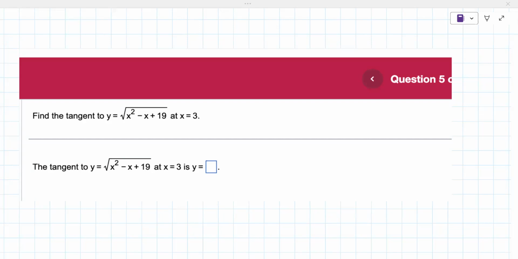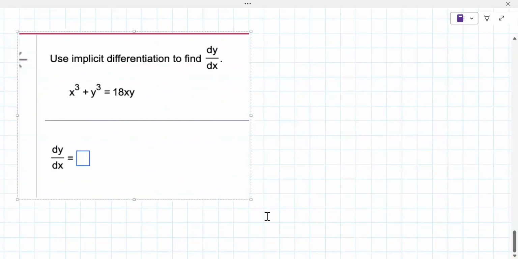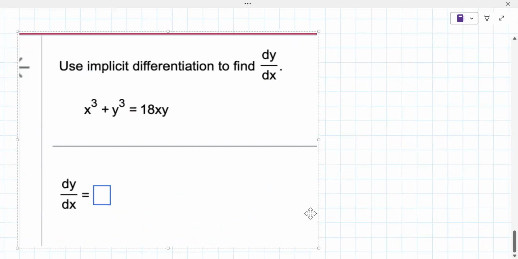All right, so next one I'm seeing here is implicit derivative. This looks new to me. Yeah.